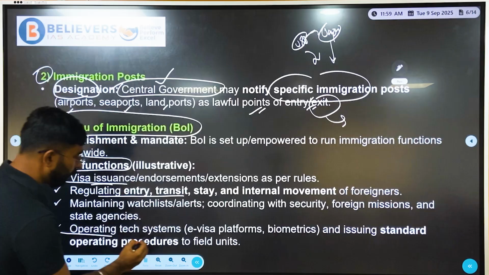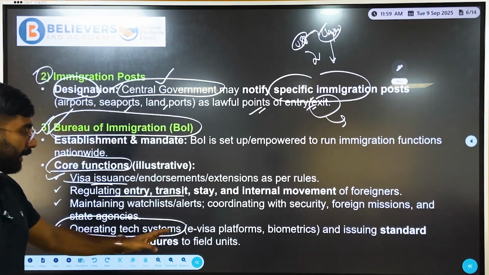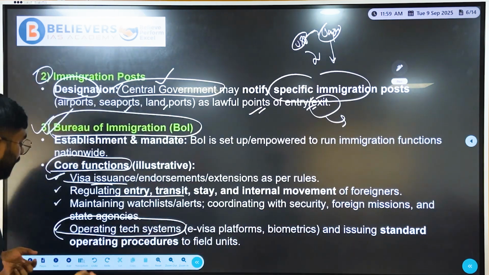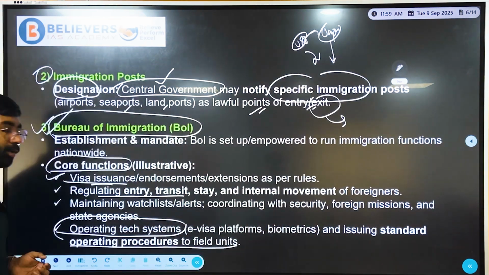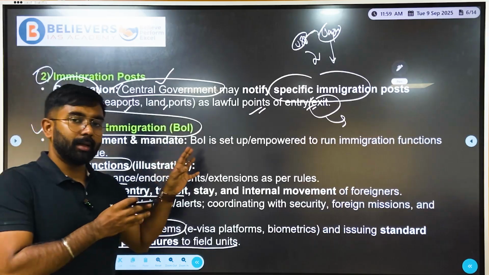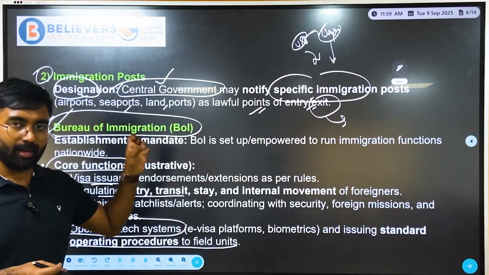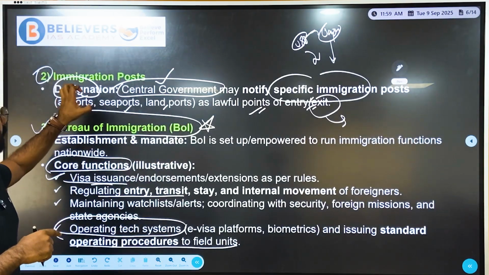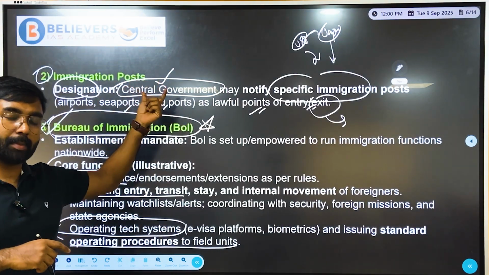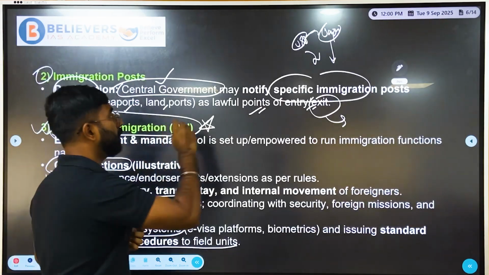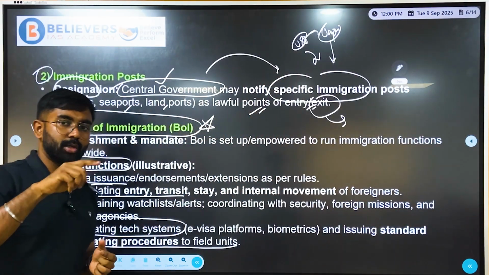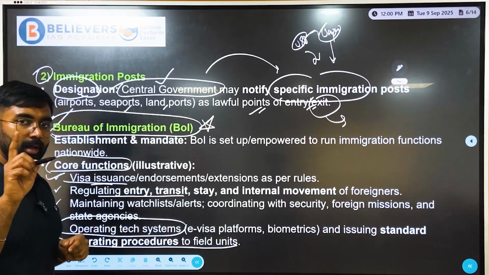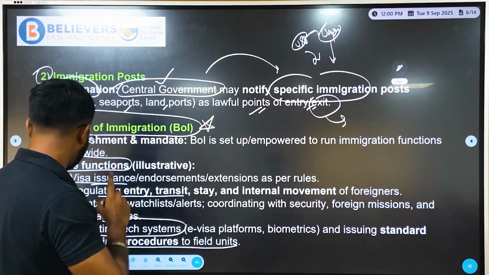And also operating tech systems like e-visa platforms, biometrics, and even issuing standard operating procedures to field units across the country is what is being taken care of by this Bureau of Immigration. So the key important thing from this slide is the important power vested in the central government to notify a specific immigration point for an immigrant. And then second is the creation of the Bureau of Immigration, most important.